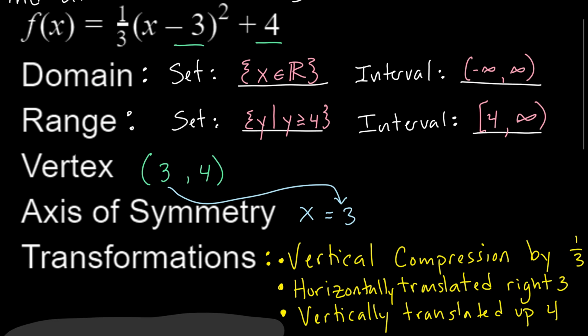Oh, also, what is another word for an x-intercept? Zeros. What else? Zeros, x-intercepts, roots. And there's one more. Solutions. Those are all the same thing.